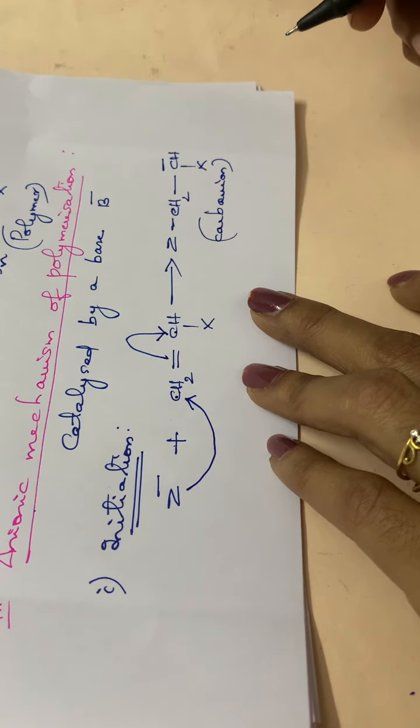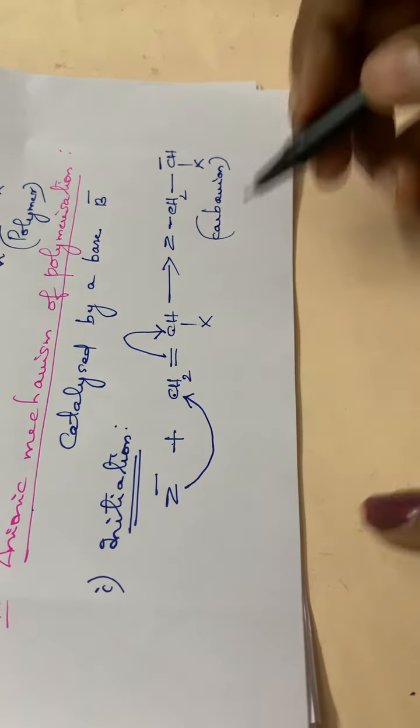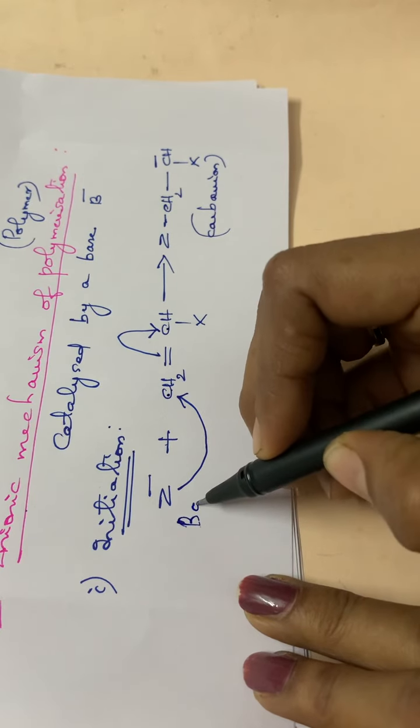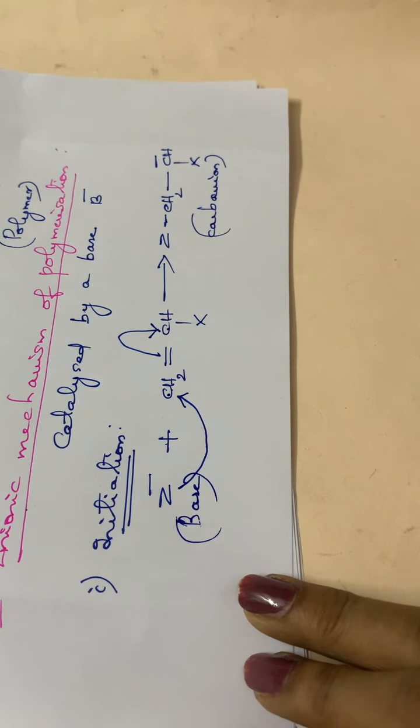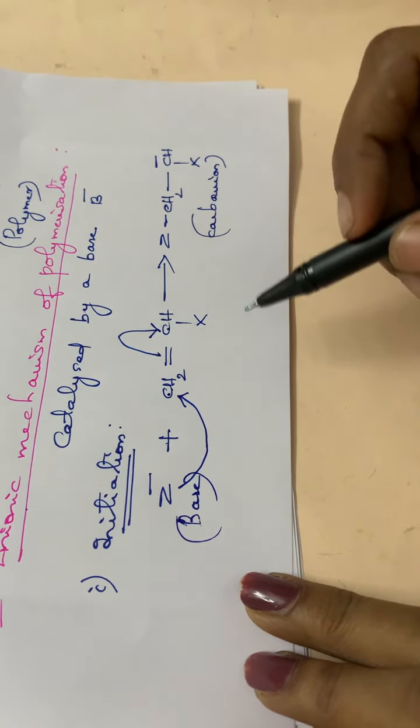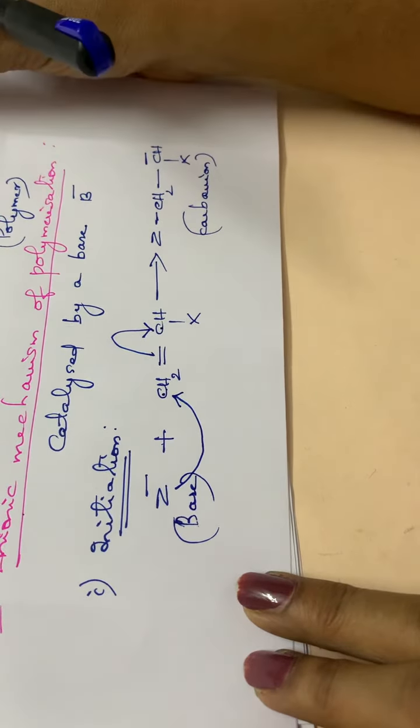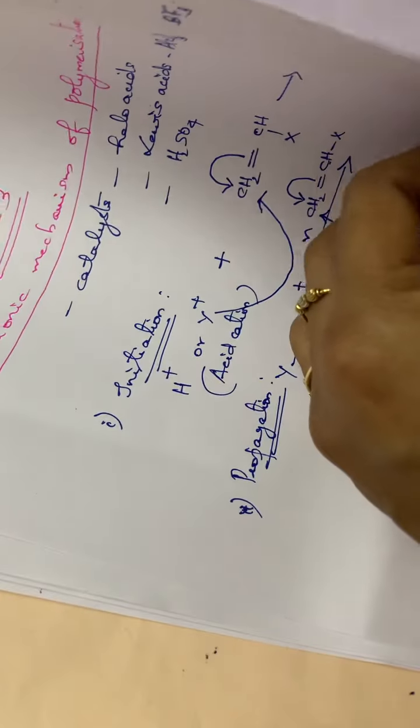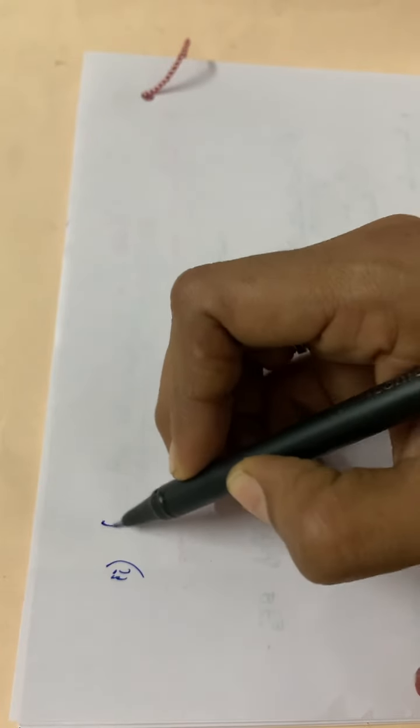So this is the first step. This is the base and the carbanion. Then the second step, that is the propagation. See, for this topic, I won't give you the notes. So the second step, propagation.